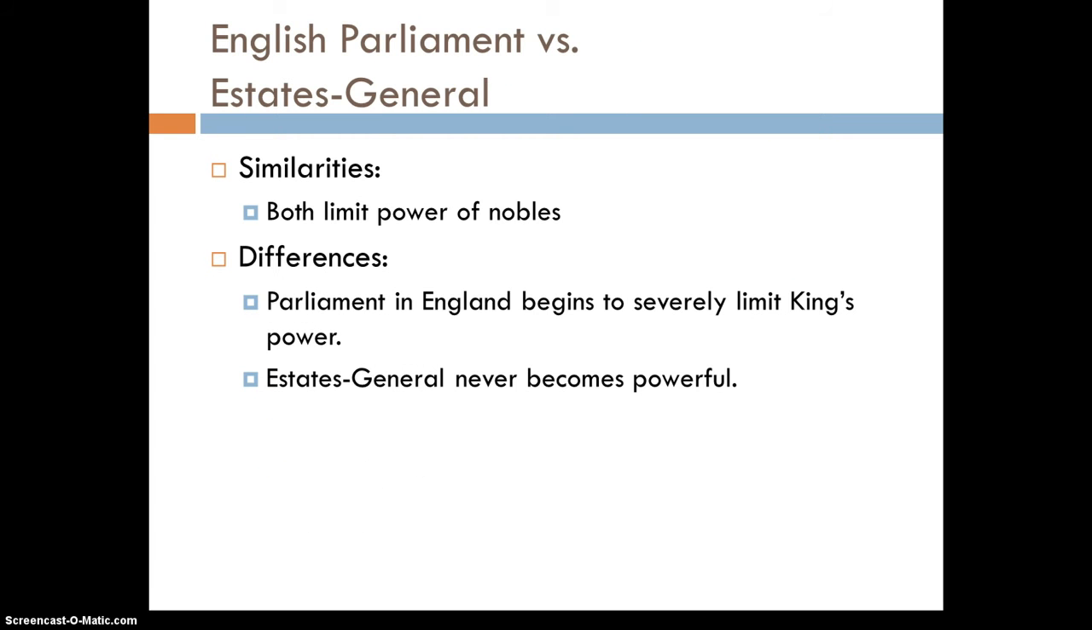So you see here that we have the establishment of an English parliament and a French parliament, the French parliament being called the Estates General. Both of them are put into place to limit the power of nobles, but also to limit the power of kings. The parliament in England is able to control the money, the purse strings of the king, by saying that they will not increase taxes unless they vote upon it, whereas the Estates General in France is not able to force the king into any particular decisions.